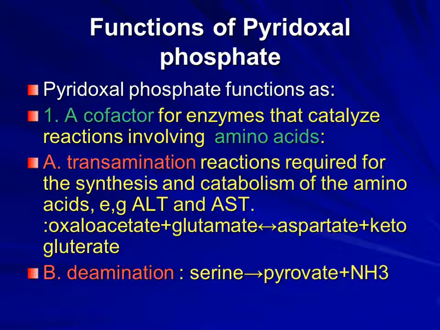Example of a reaction catalyzed by aspartate transaminase: oxaloacetate plus glutamate converts to aspartate and alpha-ketoglutarate. This reaction is catalyzed by the aspartate transaminase enzyme and needs vitamin B6, or pyridoxal phosphate, the active form of vitamin B6, as a coenzyme. The second reaction is the deamination reaction.